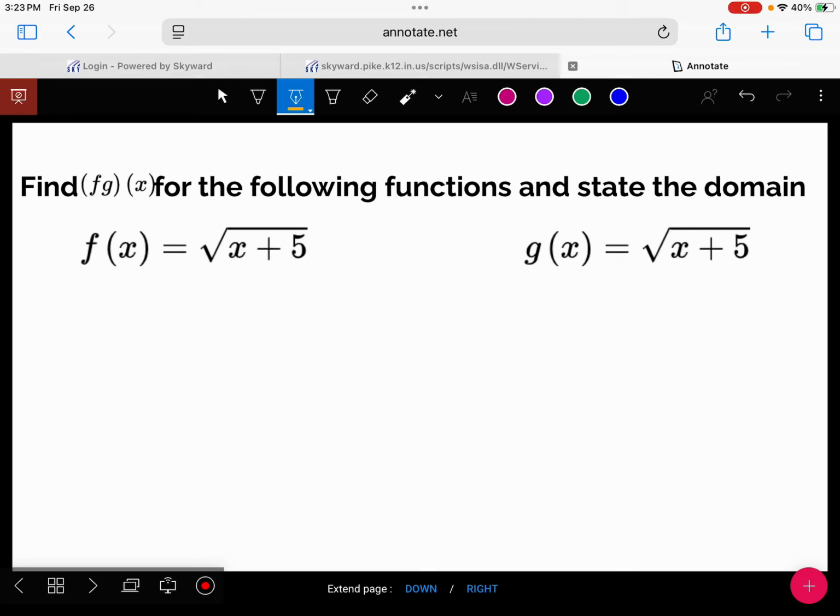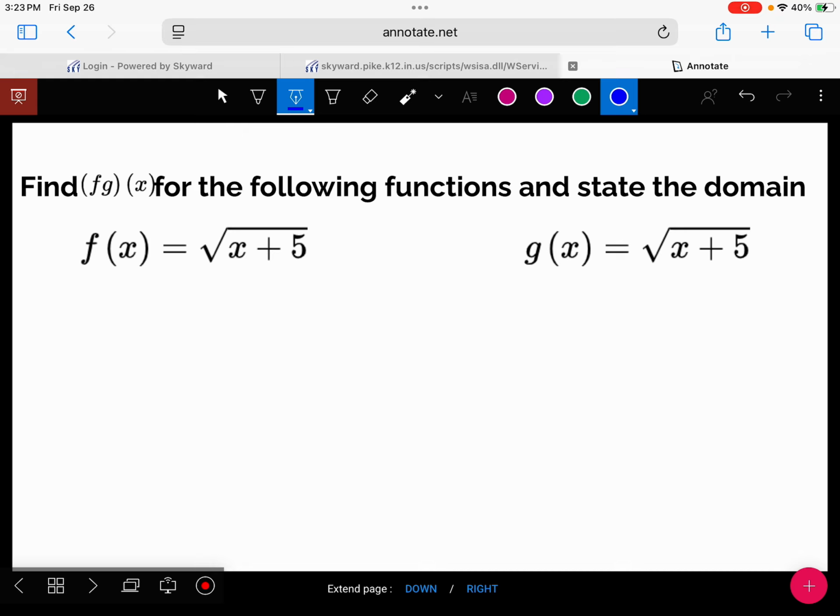Okay, here's our next one we're going to look at. We've got our f of x being the square root of x plus 5 and our g of x being the square root of x plus 5. So they're exactly the same. And we're going to look at our product. So we want to be able to look at our product here and see the domain, because this is really where the domains are going to be kind of funky, is on the products and quotients.